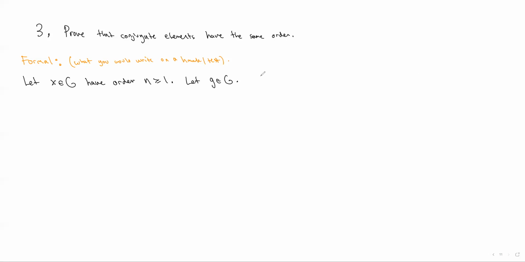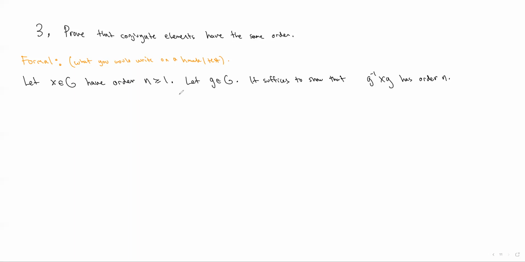So it suffices to show that g inverse x g has order n. I'm supposed to show that conjugate elements have the same order. So all I have to do is take some element of some arbitrary group with order n, take some random element, and show if I conjugate by that element, the result has order n.